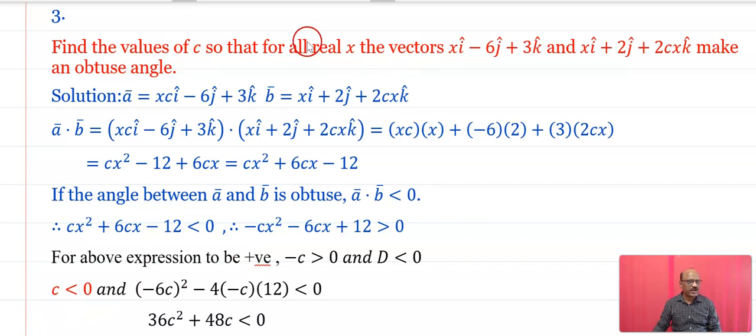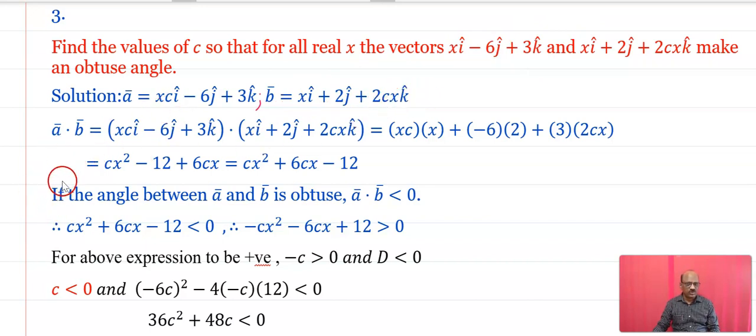Find the value of c so that for all real x, the vectors x i cap minus 6 j cap plus 3 k cap and x i cap plus 2 j cap plus 2cx k cap make an obtuse angle. Now first we will denote, a bar is equal to x i cap minus 6 j cap plus 3 k cap. Another vector b bar is equal to x i cap plus 2 j cap plus 2cx k cap.